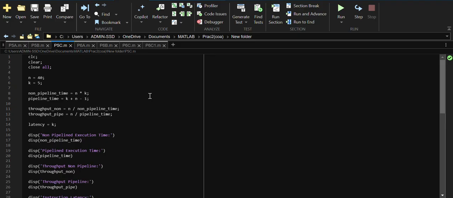The program also calculates the instruction latency, which is the time required for a single instruction to pass through all pipeline stages. Even in a pipelined processor, the latency remains the same because each instruction must still go through each stage. Finally, the program displays the result and generates a bar chart comparing the throughput for pipeline and non-pipeline processors.